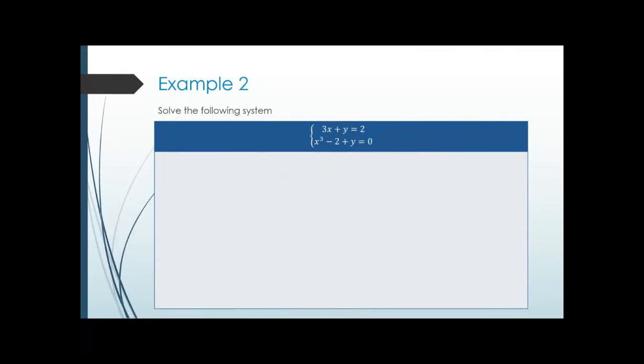Here's one with a cubic. So I wanted to also show you one with a cubic. So we have 3x plus y equals 2 and x cubed minus 2 plus y equals 0. So this is not set up for elimination. We could do elimination if we multiplied the first equation or the second one by -1. So either one would work, or we can do substitution by solving, I would say, the first equation for y and then plugging that into the second. So would you prefer to do this with elimination or substitution?